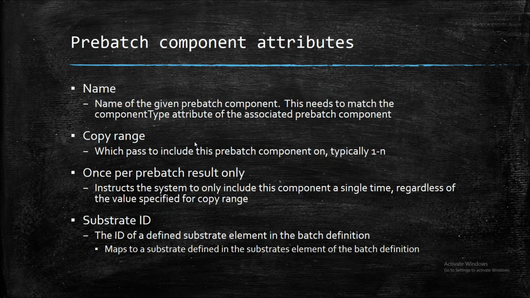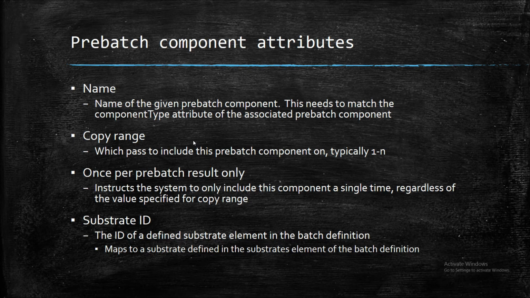And then that brings us to the pre-batch component attributes. These are the attributes associated with each of those pre-batch components that we defined within the pre-batch components order element. So the first one is name, and this is the name given to the pre-batch component, and this needs to match the component type attribute of the associated pre-batch component. May not make a whole lot of sense just yet, but we'll take a look at that in a little more detail when we get into the software.